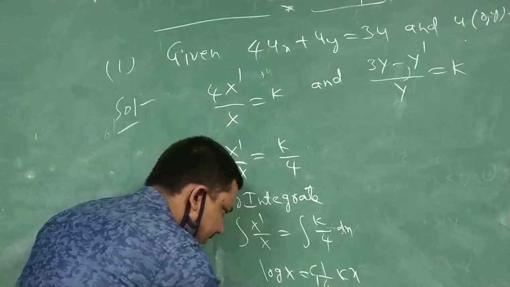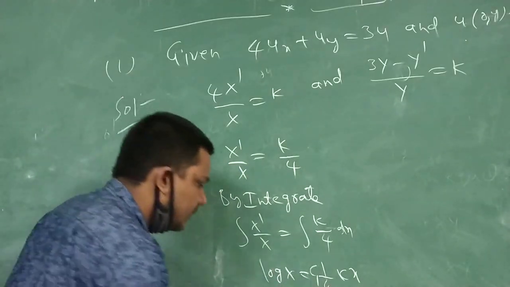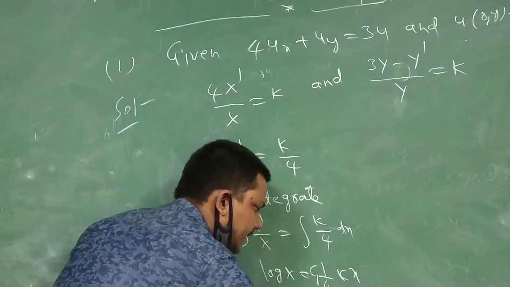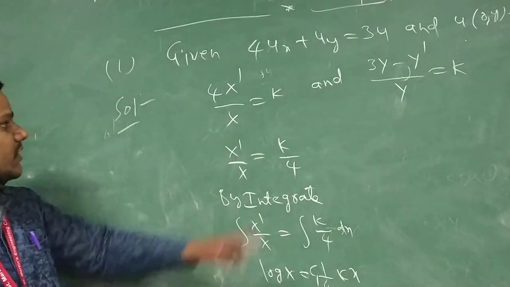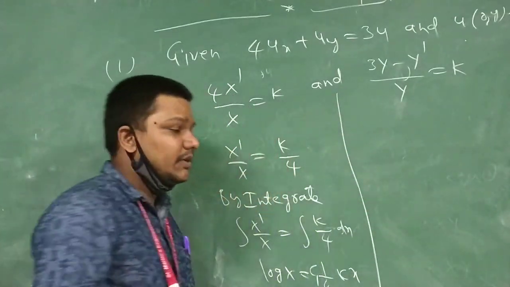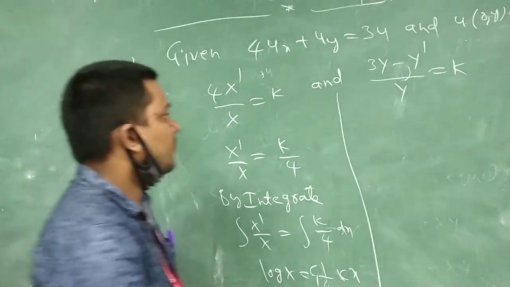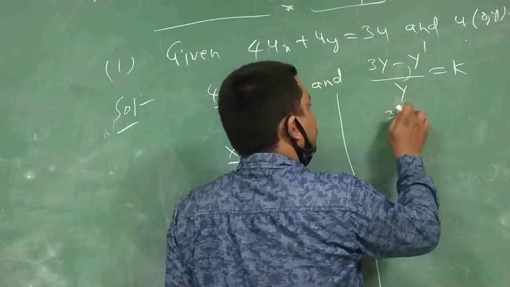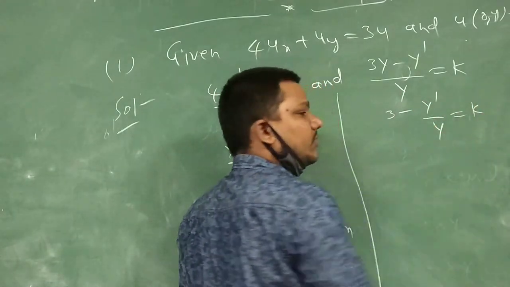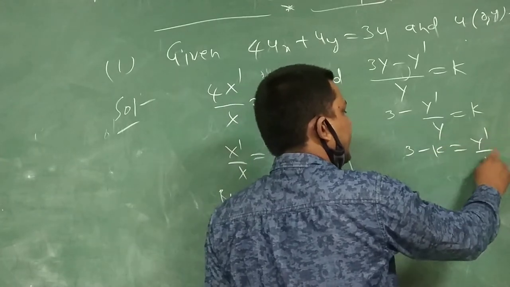So what is the x function? Here x is in terms of x, that is the anti-log, the exponential: c1 into e power kx by 4. So from this first equation we get the x function in terms of x. Similarly, by using the second relation we can get the y function in terms of y. See here, 3 minus y dash by y is equal to k. So from this, 3 minus k is equal to y dash by y.